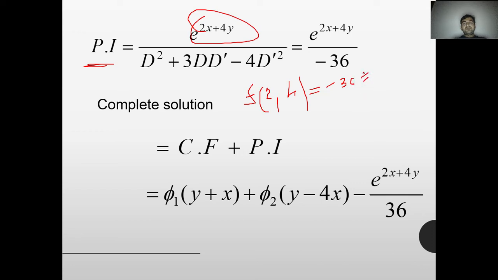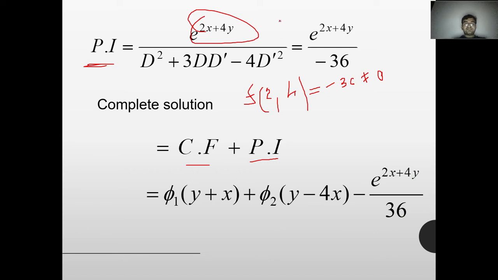So the particular integral is equal to e raised to 2x plus 4y upon minus 36. The complete solution is equal to complementary function plus particular integral. So phi 1 of y plus x plus phi 2 of y minus 4x minus e raised to 2x plus 4y upon 36. Next, this is first case.